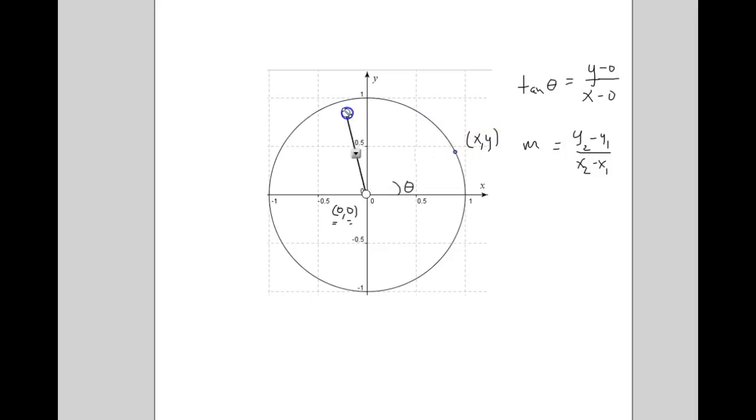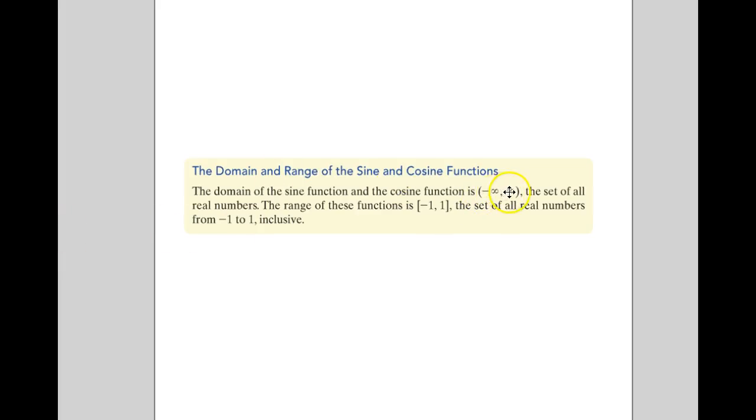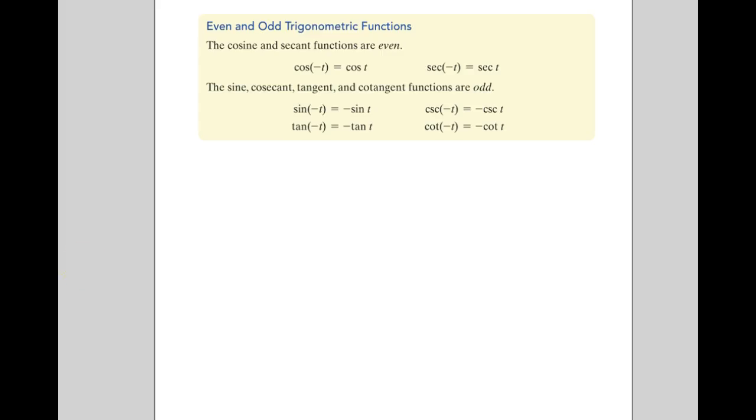What's the biggest y-coordinate on the unit circle? It's positive 1. What's the smallest y-coordinate on the unit circle? It's negative 1. All the other y-coordinates are somewhere in between. So the domain is all real numbers, but the range is from negative 1 to positive 1. And that's the same for cosine, because the biggest x and smallest x is also negative and positive 1. So the domain for both of these trig functions is all real numbers, and the range is between negative 1 and positive 1. Alright.